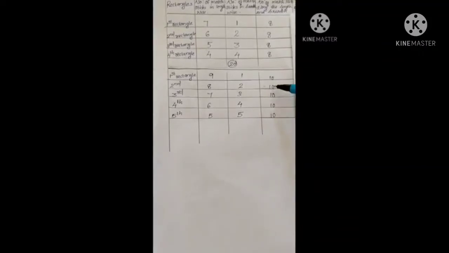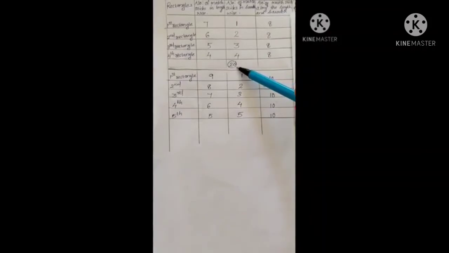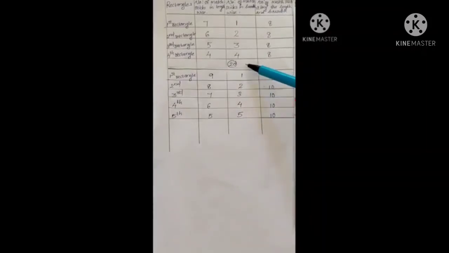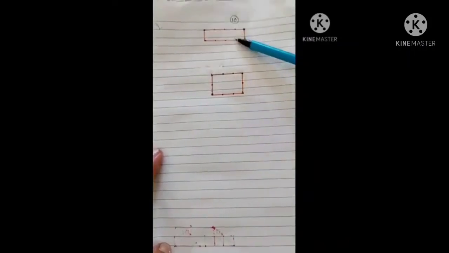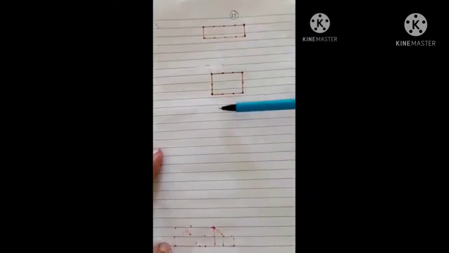Okay. Here also we can see the relationship between the number of matchsticks along the length and breadth and the total number of matchsticks. Here half of 20 is 10. So we can say that the number of matchsticks along the length and breadth is half of the total number of matchsticks. Okay. By using 10 matchsticks, we can make only 2 rectangles.